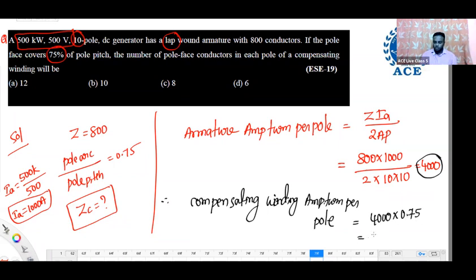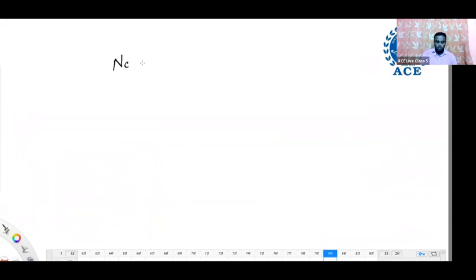Now what is that value? It is 3000 ampere turns. Now this is the compensating winding ampere turn per pole. Ampere turn is the number of turns in the compensating winding times the current in the compensating winding, which is IA only. Now I am equating N into IA to that value. IA we have already, 1000. Then what is the number of turns in the compensating winding? Number of turns is 3000 by IA. IA is 1000. This is 3. 3 turns required in the compensating winding.